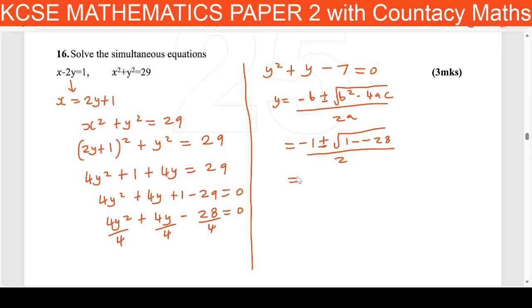So what we get here is negative 1 plus or minus the square root of 1 plus 1 plus 28. That's going to give you 29, and then divided by 2.